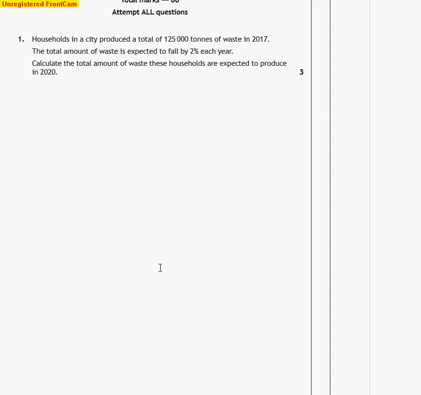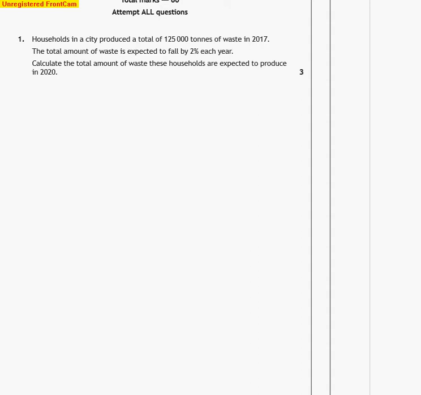All right. So question one. Households in a city produced 125,000 tonnes of waste in 2017, and the total amount of waste is expected to fall by 2% each year. Calculate the total amount of waste these households are expected to produce in 2020.